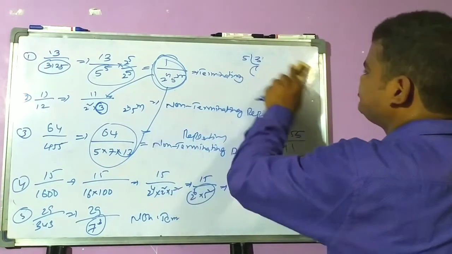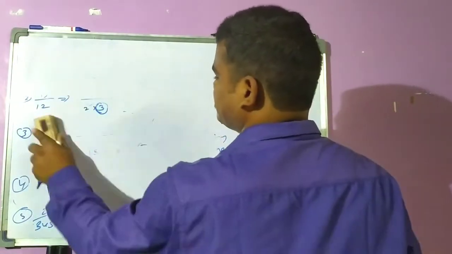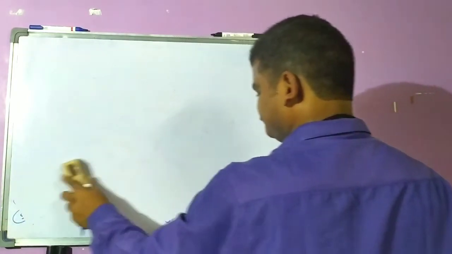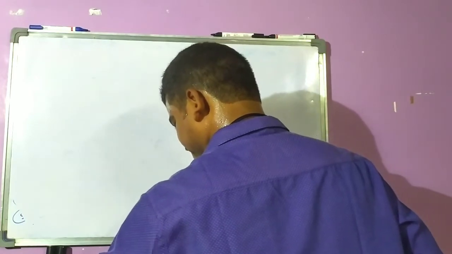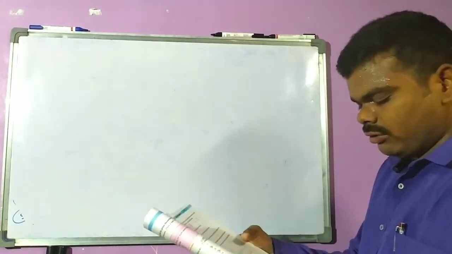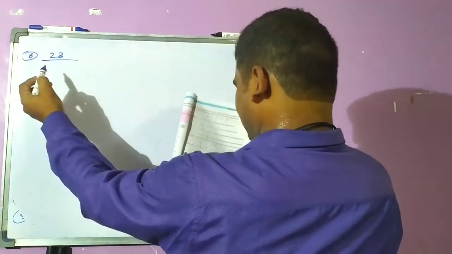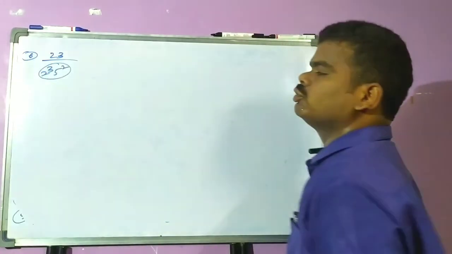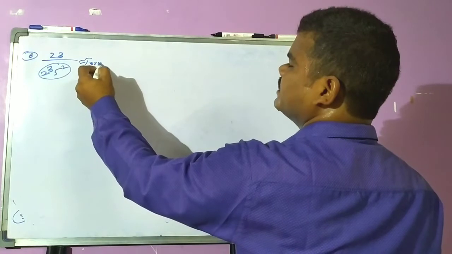Sixth one, 23 by 2 cube into 5 square. Directly 2 power n into 5 power m. So it is a terminating decimal expansion. Terminating.